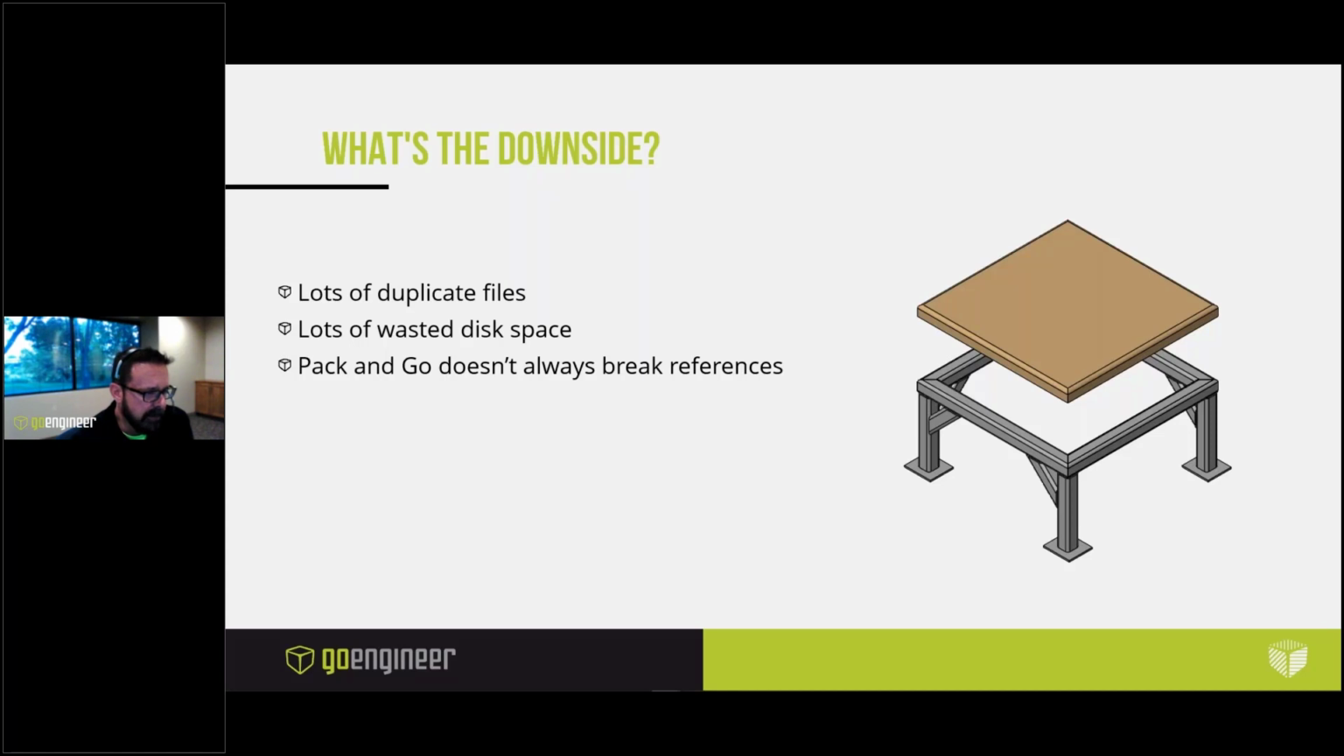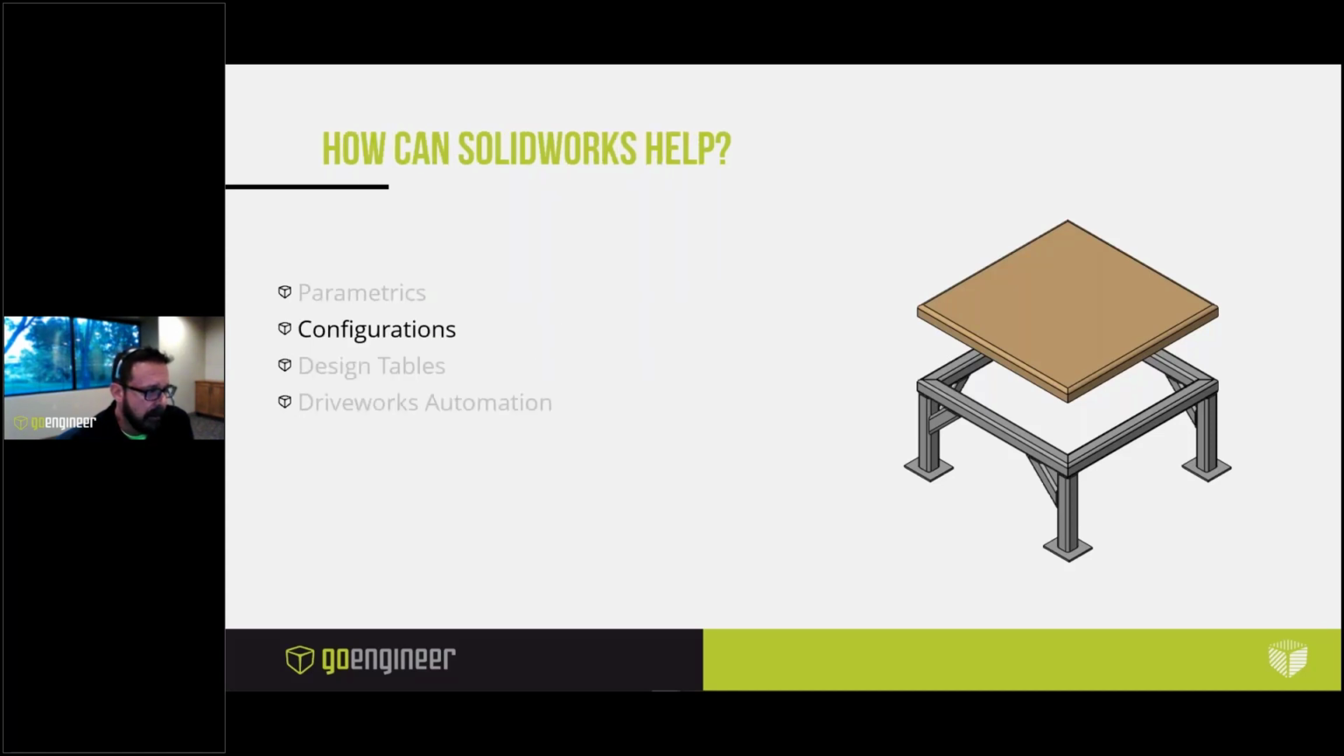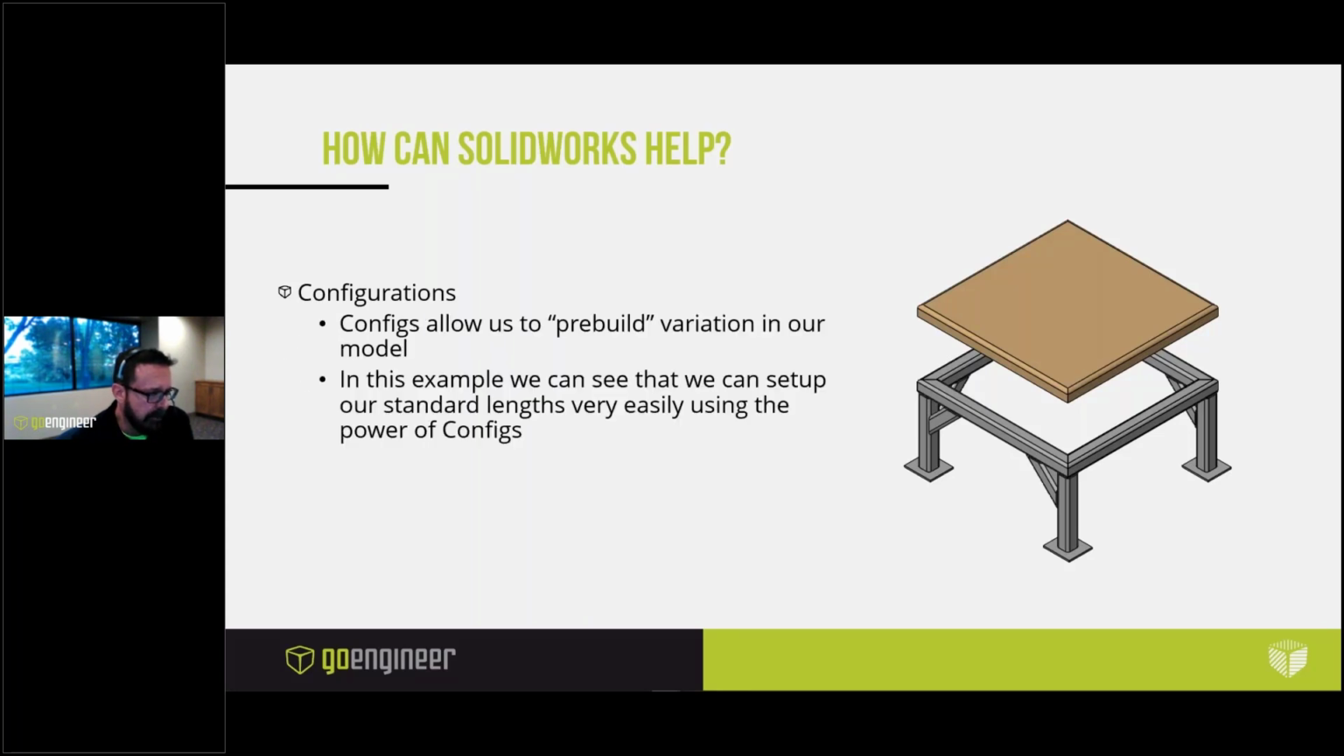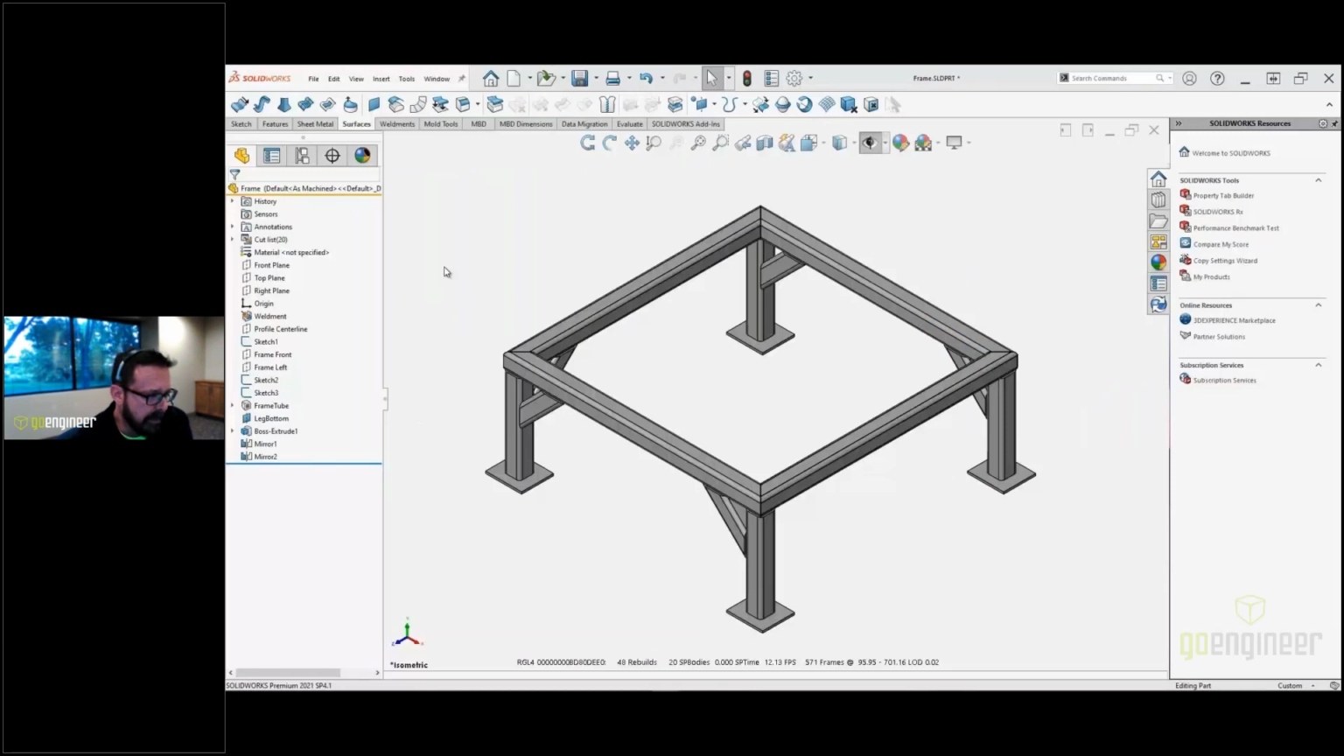So we'd like to do things better, more efficiently. And that's where configurations come in. Okay, so let's take a look at configurations really quick. Configurations allow us to pre-build variation into our models, right? So if we offer something in standard sizes, we can configure those as SolidWorks configurations, right? So in this example, we can set up our own standard lengths very easily using the power of configs. So let's switch back to SolidWorks and take a look. So, here are those same dimensions, right?